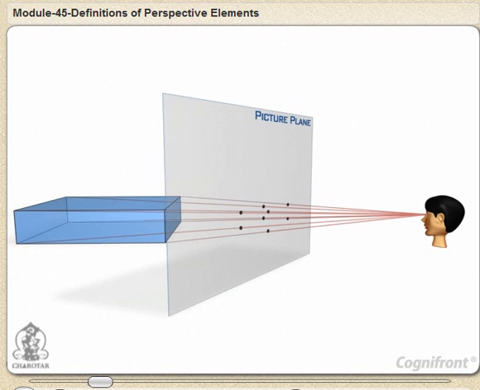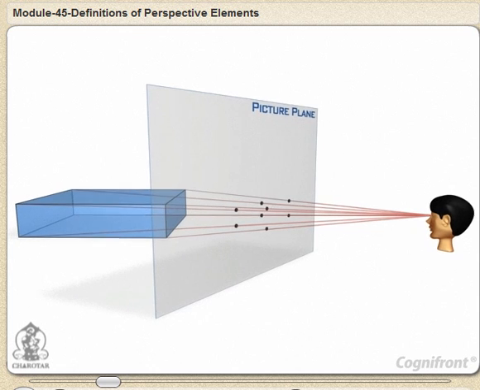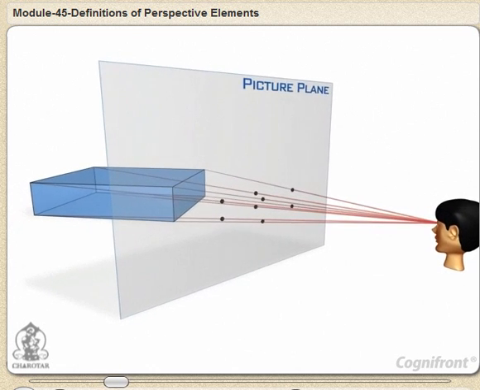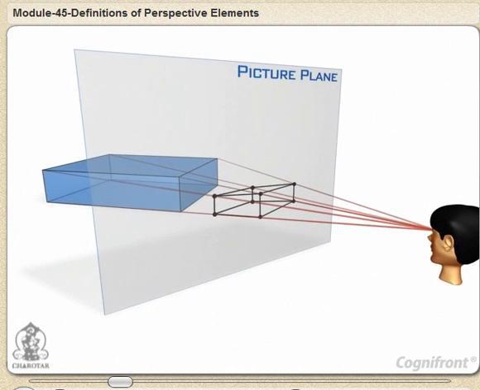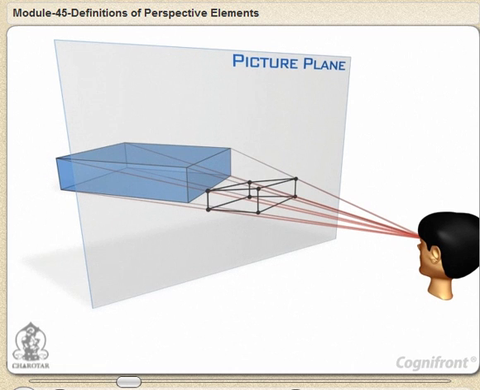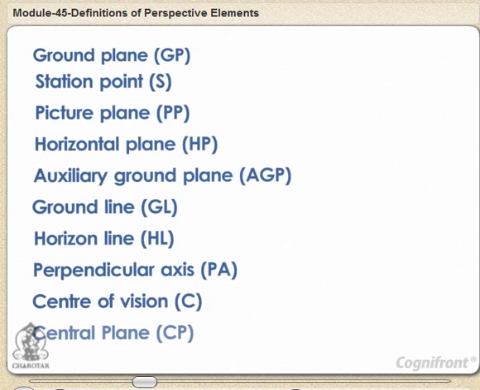Visual rays from the eye to the object converge to a point in the eye and are therefore inclined to the picture plane. The rays pierce the picture plane and form an image on it. This image is the perspective of the object. Definitions of perspective elements. Various elements used in obtaining the perspective views are defined as follows.